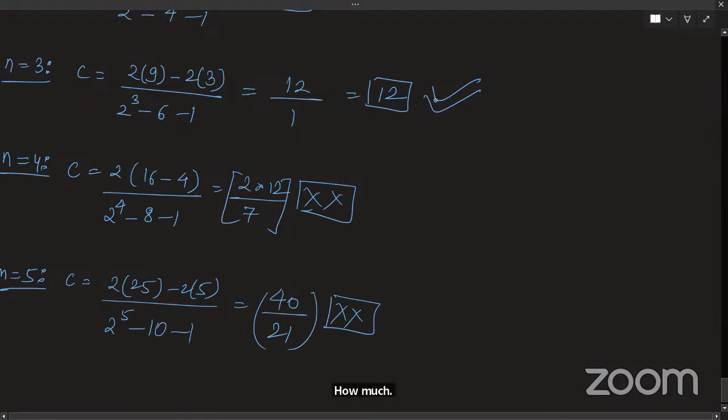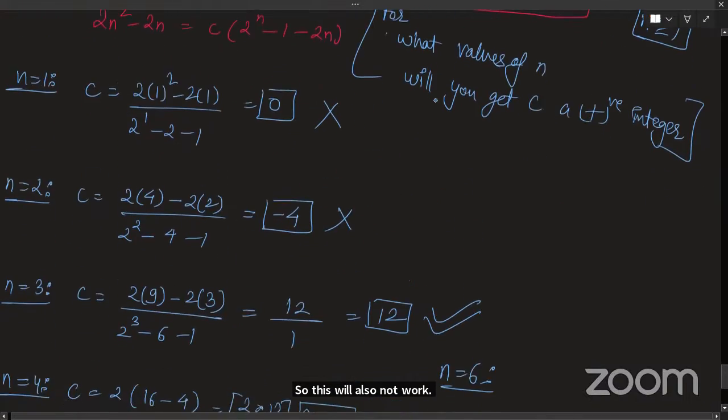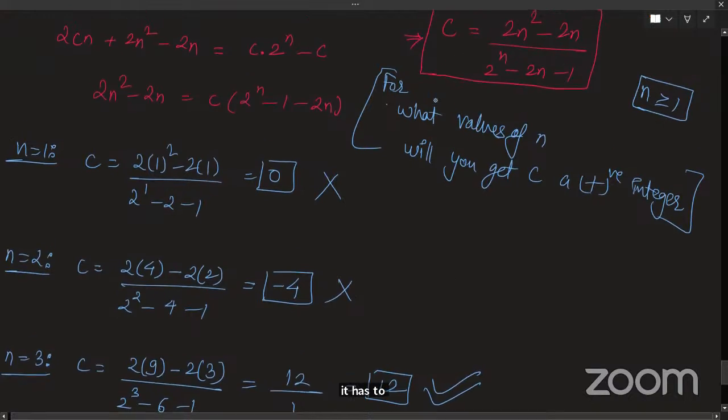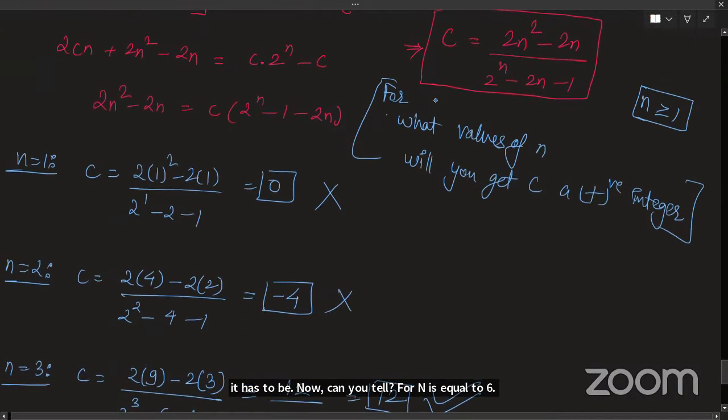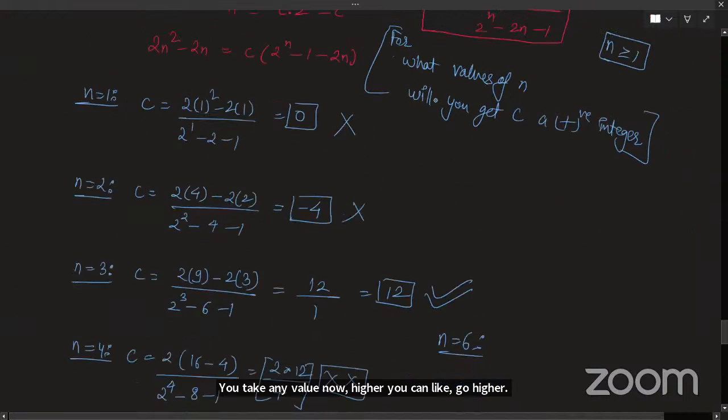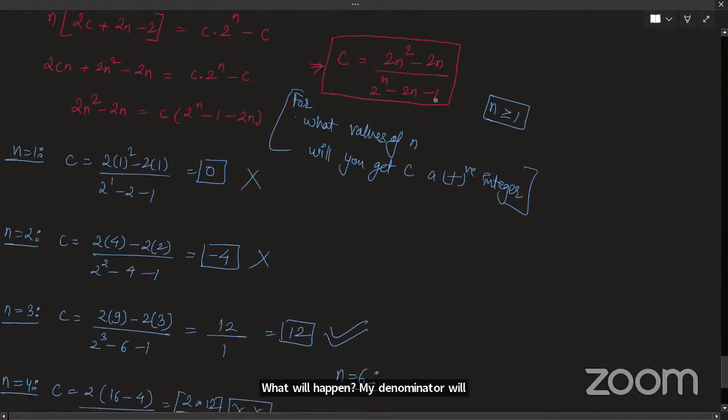Yes, because it has to be an integer. Now, can you tell for n is equal to 6? You can observe clearly, if you take any value higher, my denominator will grow larger than my numerator. You can just try n is equal to 6 now.